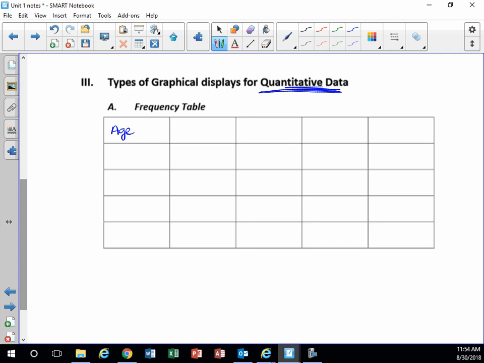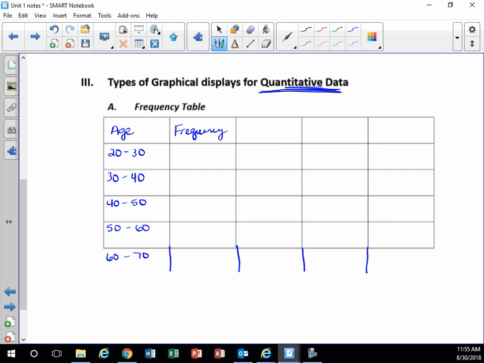We're looking at age. I'm going to give you 20 to 30, 30 to 40, 40 to 50, 50 to 60, and then we're making an extra row, okay? We're doing 60 to 70. We're going to do the frequency. We're going to do the cumulative frequency.